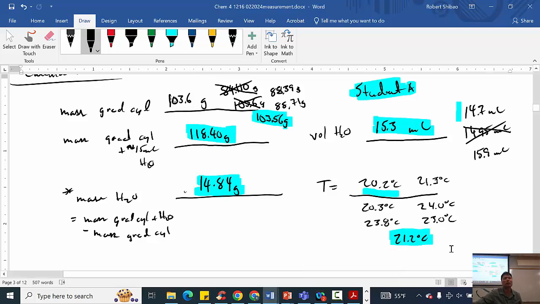All right, let's go ahead with one set of data. What I'm looking for is you're recording all the numbers off the balance, including the zeros. The zeros are significant. It makes it more precise. So 118.4 versus 118.40. 118.40 is more precise. We want to make sure we're recording all the digits.